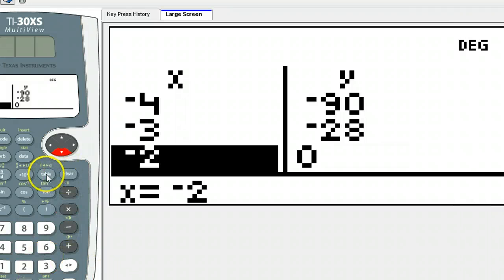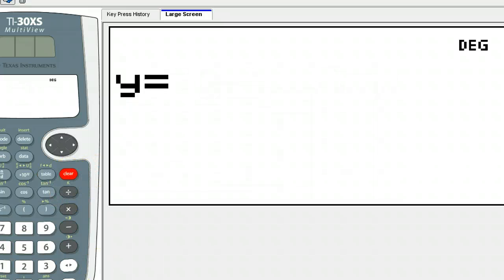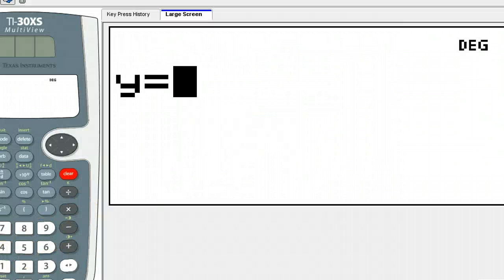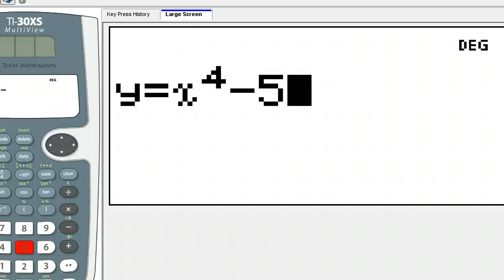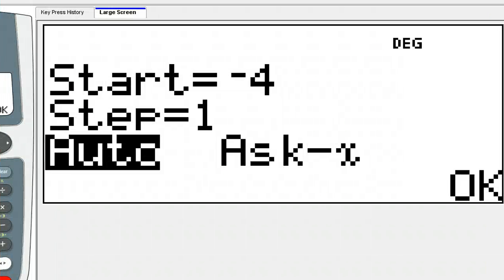Okay, great. So we're doing the table function here, and I've got x to the 4th power minus 5x minus 6. So I've got x to the 4th power minus 5x minus 6. And I hit enter. I always like to start off at -10 because it rarely goes past that. So that's what I'll do now.